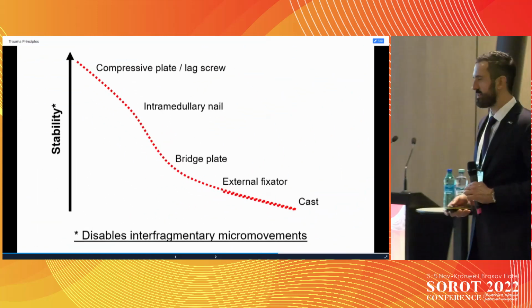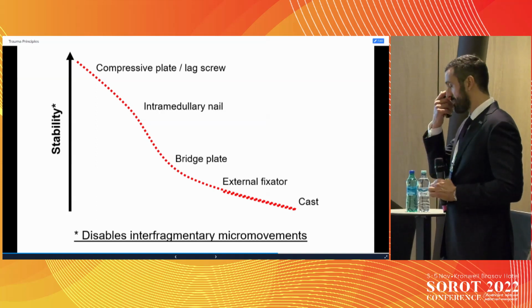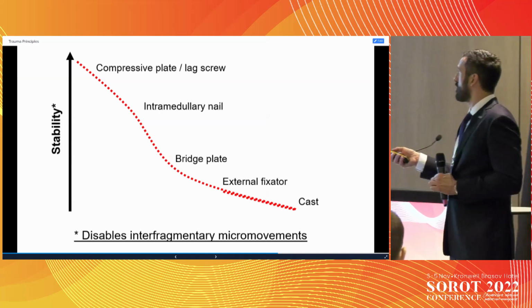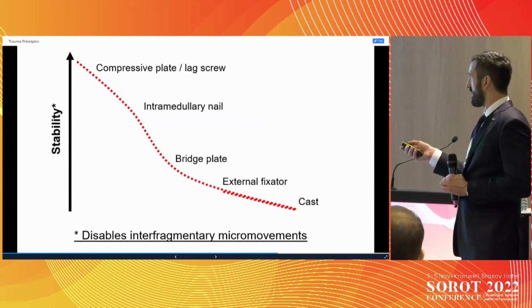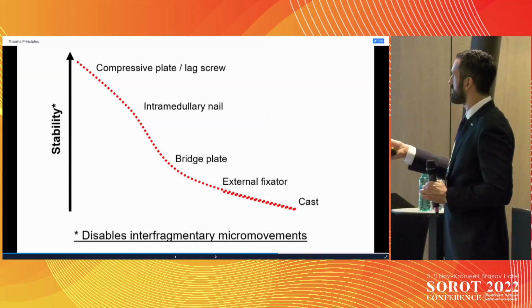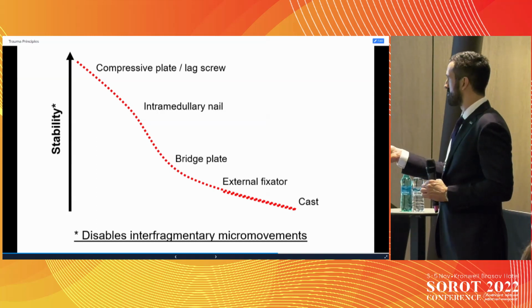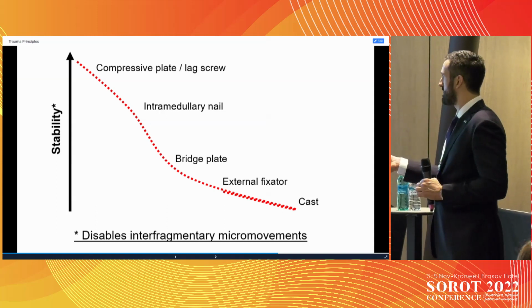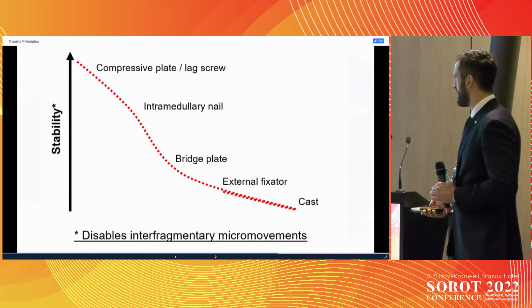So, in a nutshell, when we do some kind of immobilization, compressive plates with the lag screw give us this higher stability. Then if we go down, there is intramedullary nail, bridge plate, X-fix, and of course, cast.